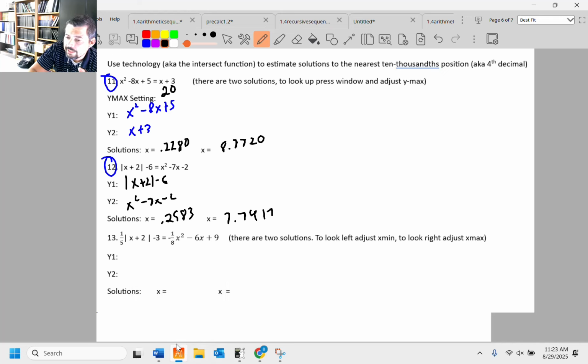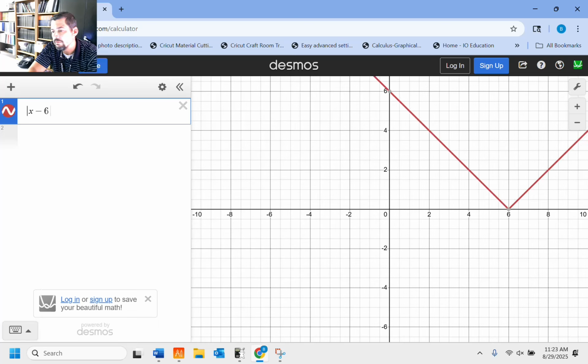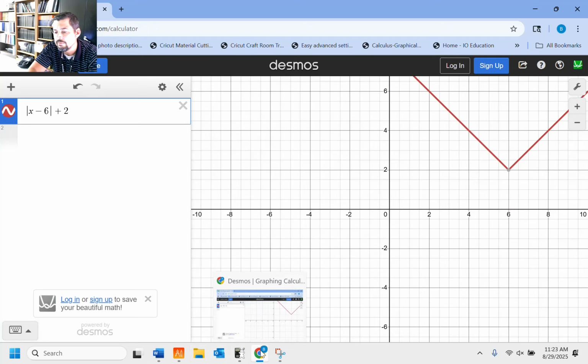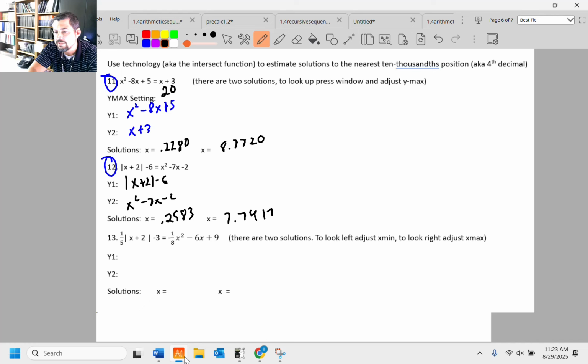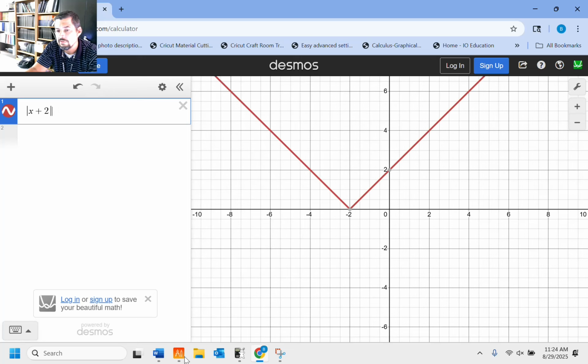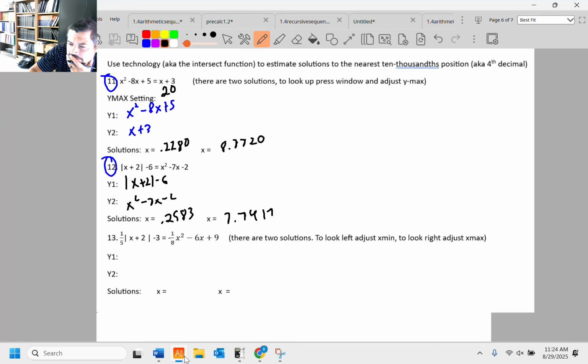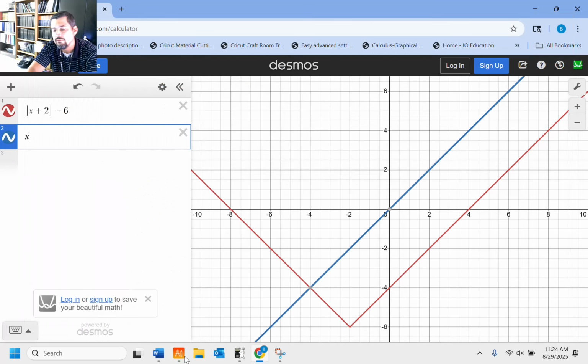What do we got here? We got the absolute value of x plus 2 minus 6. Alright. You can actually type that on your keypad. There's a bar right above the enter key. And it was what, plus 2 maybe? I might have read that wrong. It's the absolute value of x plus 2 minus 6. Oops. That was the left-hand side. Right-hand side was x squared minus 7x minus 12.